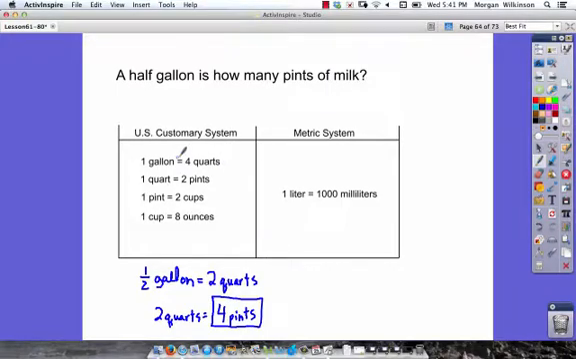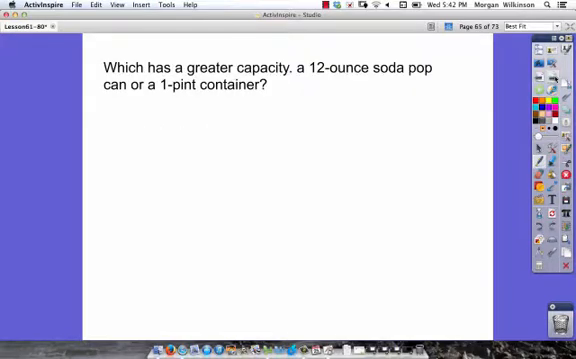Now as we go through, there's quite a bit to remember here. 1 gallon is 4 quarts, 1 quart is 2 pints, 1 pint is 2 cups, and 1 cup is 8 ounces. In the metric system, though, it's just 1 liter equals 1,000 milliliters. Let's look at our next problem. Which has a greater capacity? A 12-ounce soda pop can or a 1 pint container?